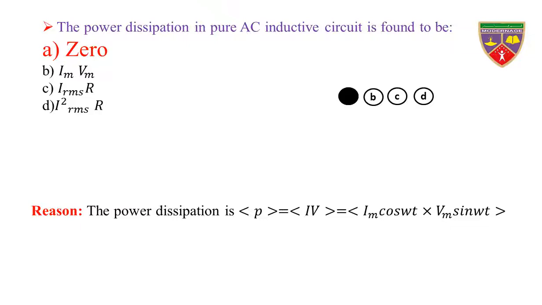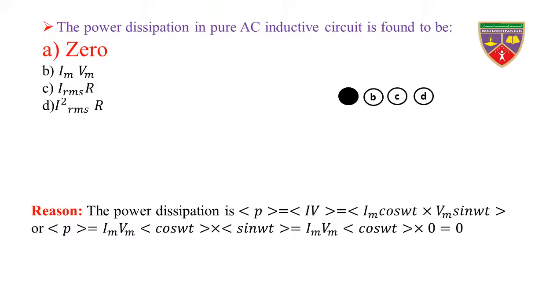Reason: the power dissipation is P average is equal to IV average, which is equal to Im cos omega t into Vm sin omega t average, or P average is equal to Im Vm into cos omega t average into sin omega t average, which is equal to Im Vm cos omega t into 0, which is equal to 0. Hence, power dissipation in an inductive circuit is 0.